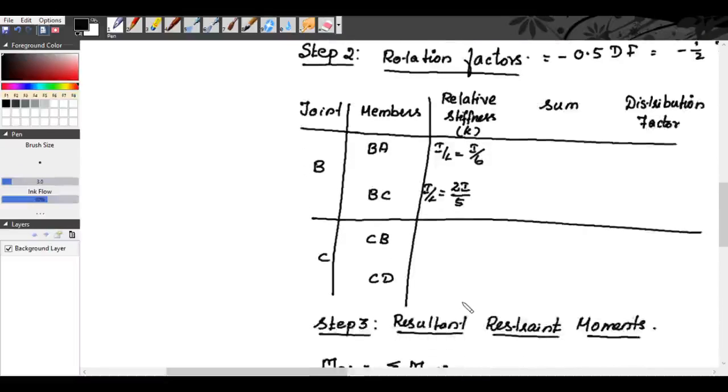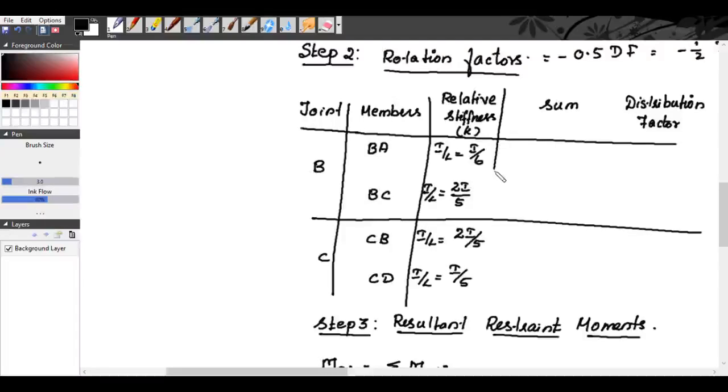Now we will consider the span CB. For CB, the far end B is an intermediate support, so we will consider it as a fixed support. So our relative stiffness is I by L. For the span CB, I is given as 2I, so 2I divided by 5. And for the span CD, D is a fixed support, so I by L. Here I is given as I, divided by L, which is 5.